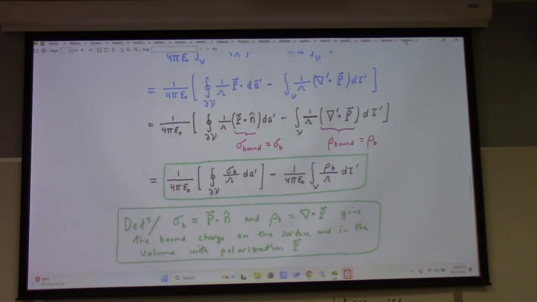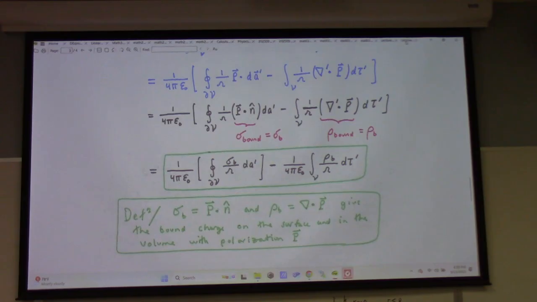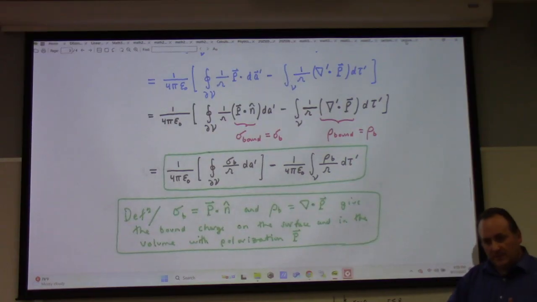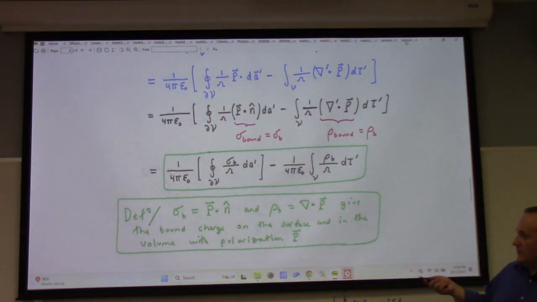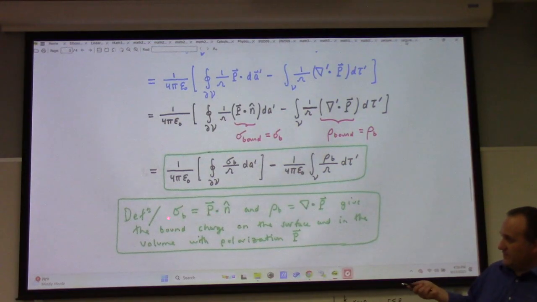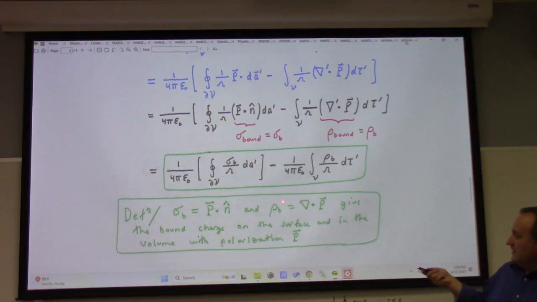So, here's our definition. The bound charge due to a polarization, all right, so you have a polarization over some given volume. So if we take the dot product of the normal to that volume with the polarization, that gives us the surface charge density, the bound surface charge density. And likewise, rho sub b is the divergence of the polarization. That gives us the volume charge density due to the polarization P.